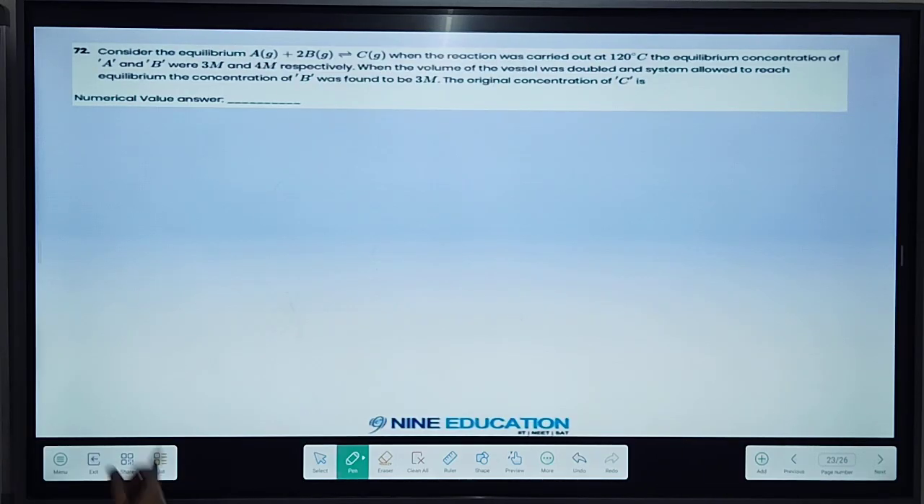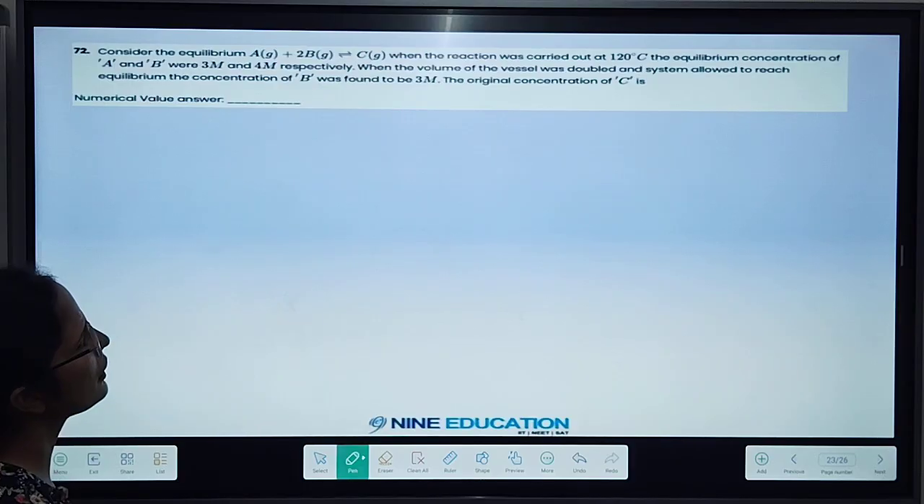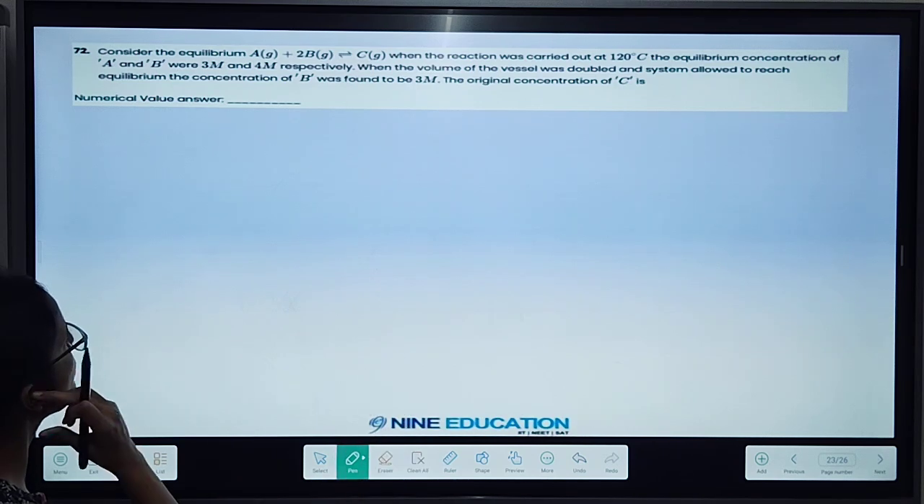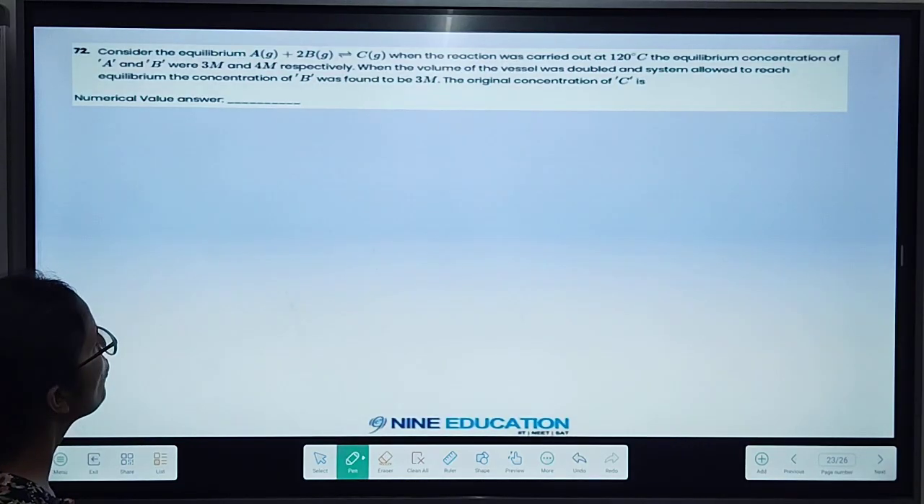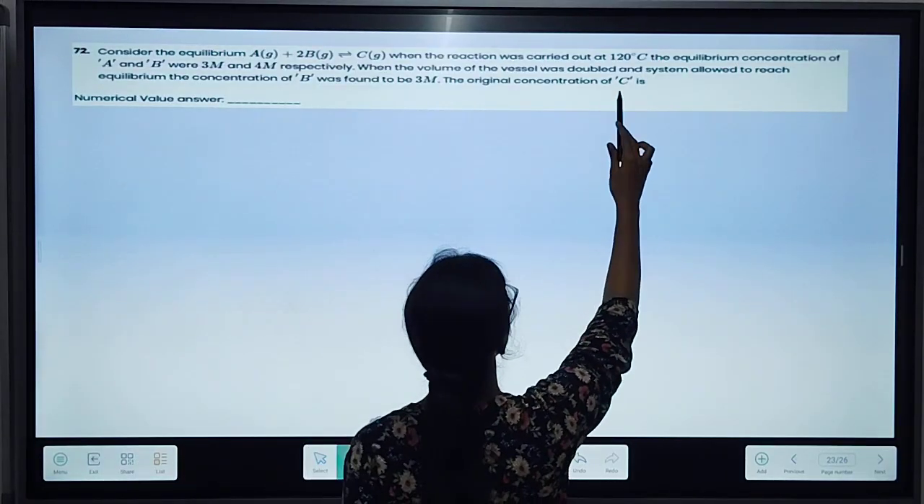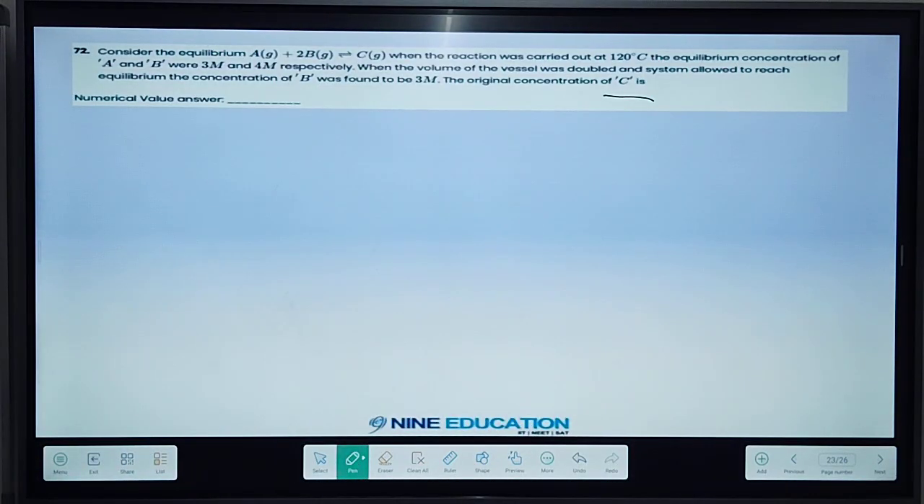Consider the equilibrium A gas plus 2B gas giving us C gas. When the reaction was carried out at 120 degrees Celsius, the equilibrium concentrations of A and B were 3 molar and 4 molar respectively. When the volume of the vessel was doubled and the system is allowed to reach equilibrium, the concentration of B was found to be 3 molar. The original concentration of C is... okay, a very big statement is given. Now we can understand it in small statements.